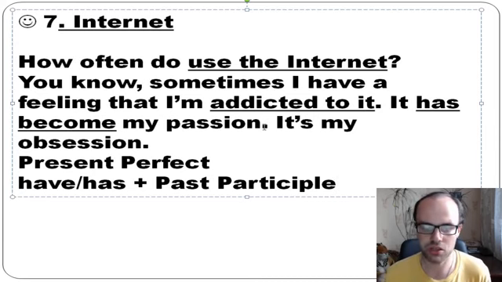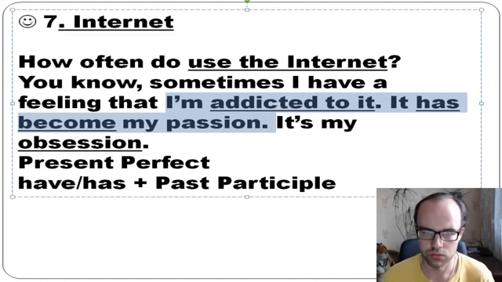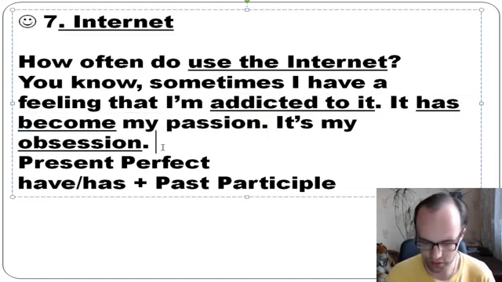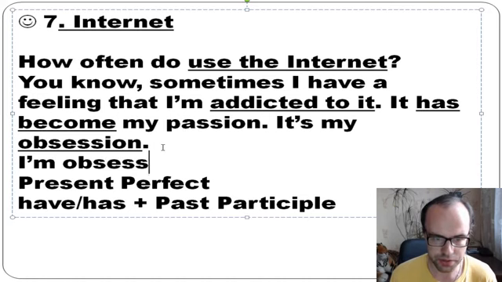So it became my passion some time ago, and we see a very clear effect on my present. So there is a connection with the present, yes, because I'm addicted. It happened in the past and there is a connection with the present, so it has become my passion. So it's my obsession. Or you can also say I'm obsessed with it. I'm obsessed with it.